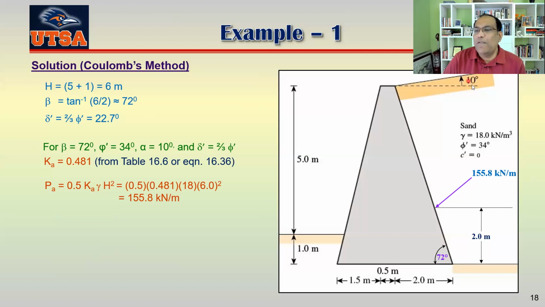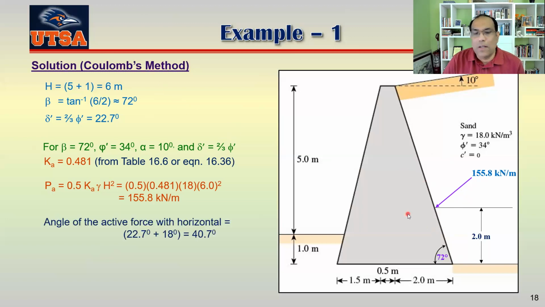This is not alpha here. This alpha is only for Rankine's method. What about the Coulomb's method? For Coulomb's method, we try to find this angle from here. If this is 72, this angle is 72. So we have to draw a line perpendicular to this back face. If we draw that line perpendicular to the back face, that has to be 18 degrees, because this is 72 and this is 18, total 90 degrees, right?